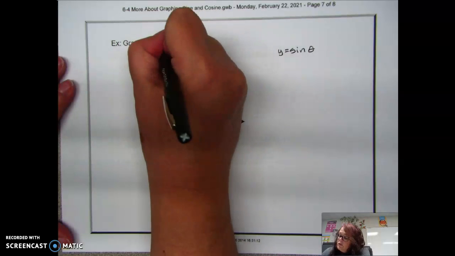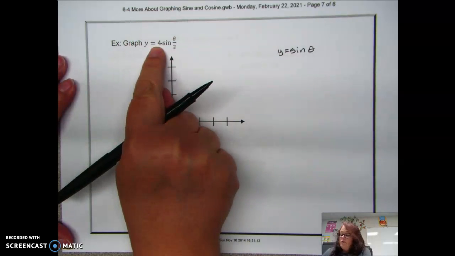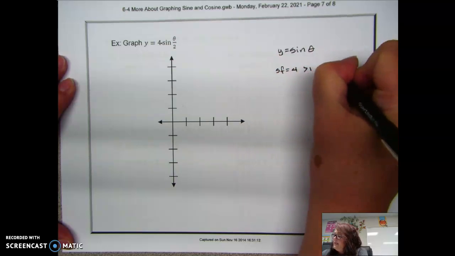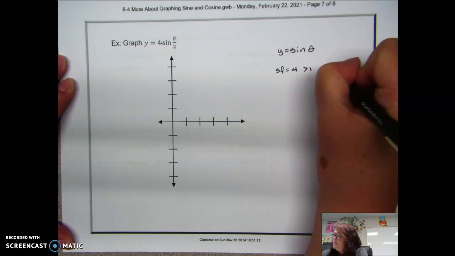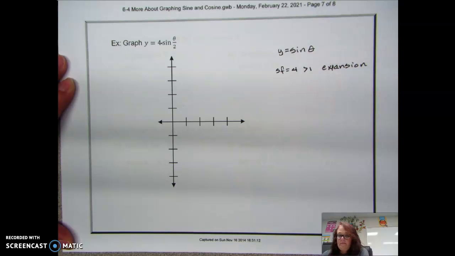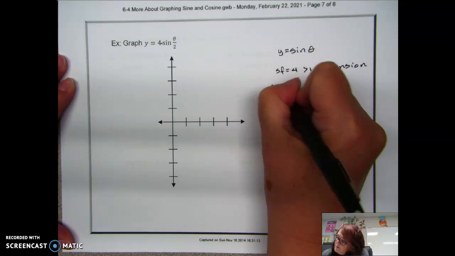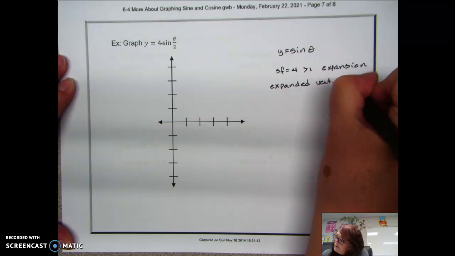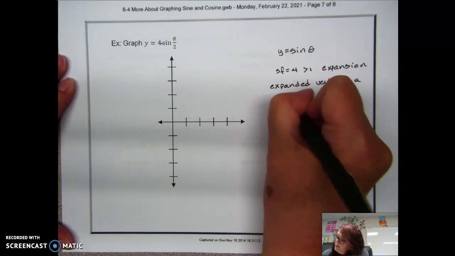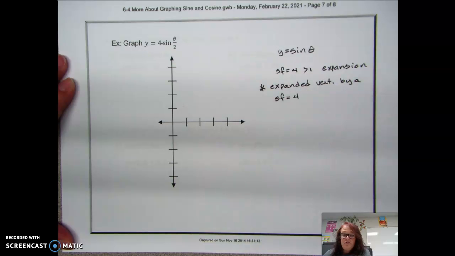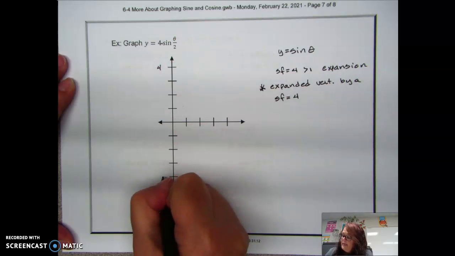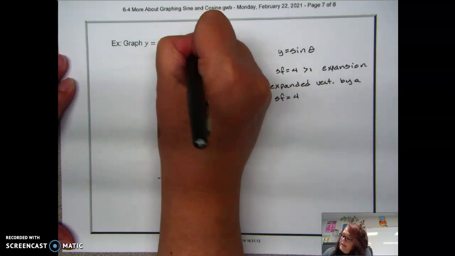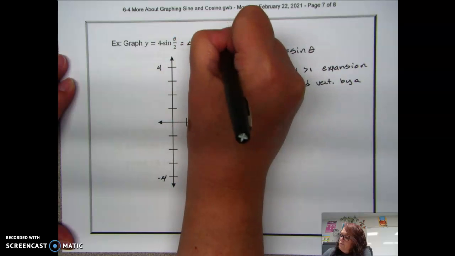So this 4 on the outside is going to be my vertical change, and since the scale factor of 4 is greater than 1, that's an expansion. Okay, so we're going to say expanded vertically by a scale factor of 4. So that's the first thing we deal with. So notice I want to go as high as 4 and as low as -4. And then I can rewrite this and say 4 sine of 1/2 theta.